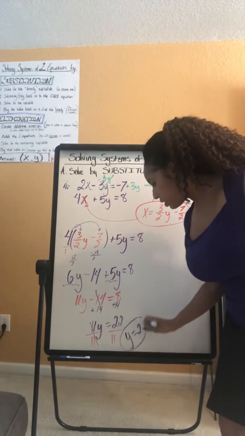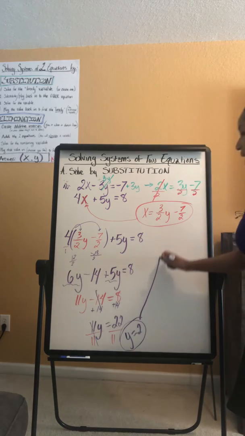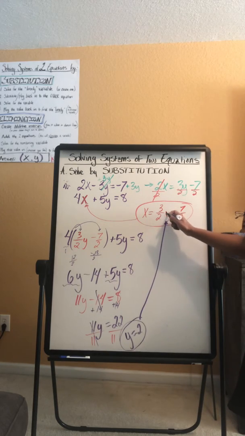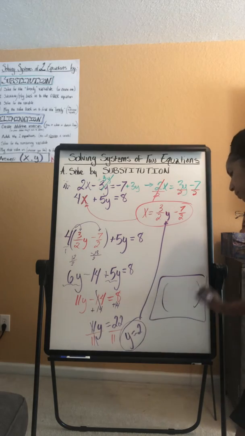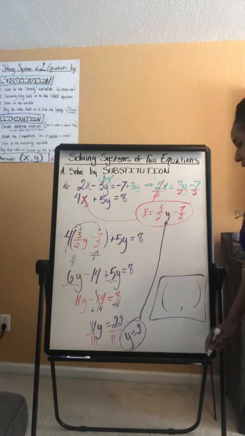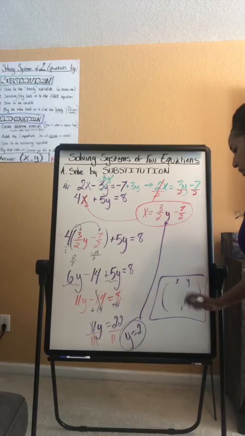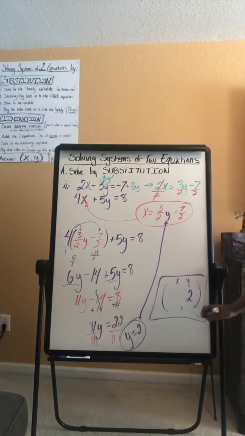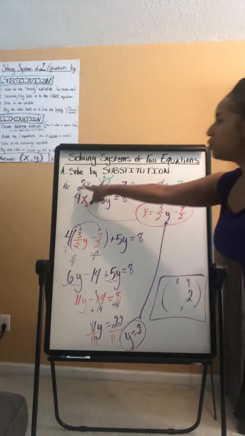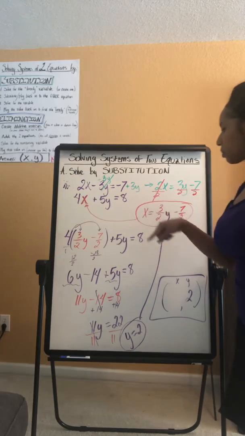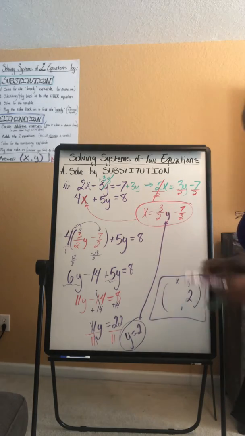But even before I do that, I need to take this and plug it back in. I'm not done. My answer is supposed to have an x and a y coordinate, right? My answer needs to have an x and a y coordinate. Yes, I know that y is 2, but I gotta figure out what x is. So I'm gonna plug that 2 back into the rearranged one. You could plug it back in up here, but this is the fastest route.